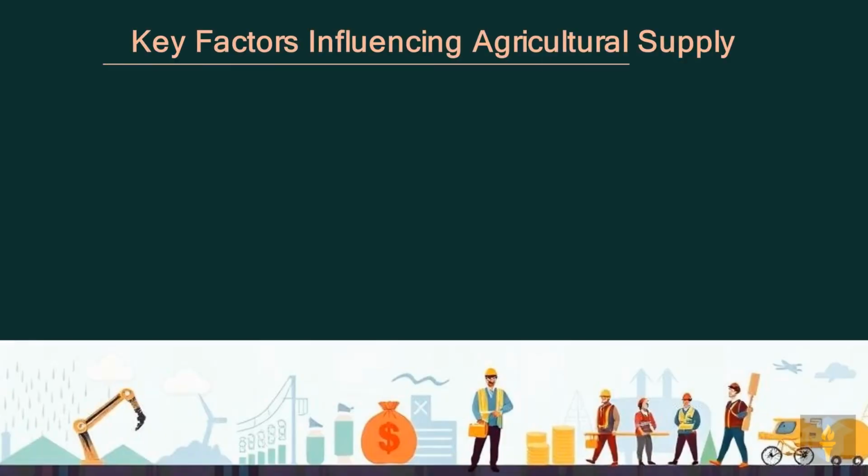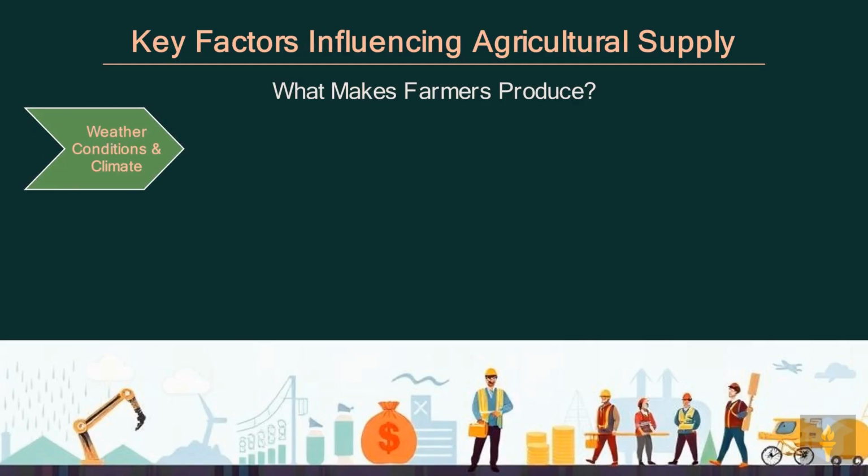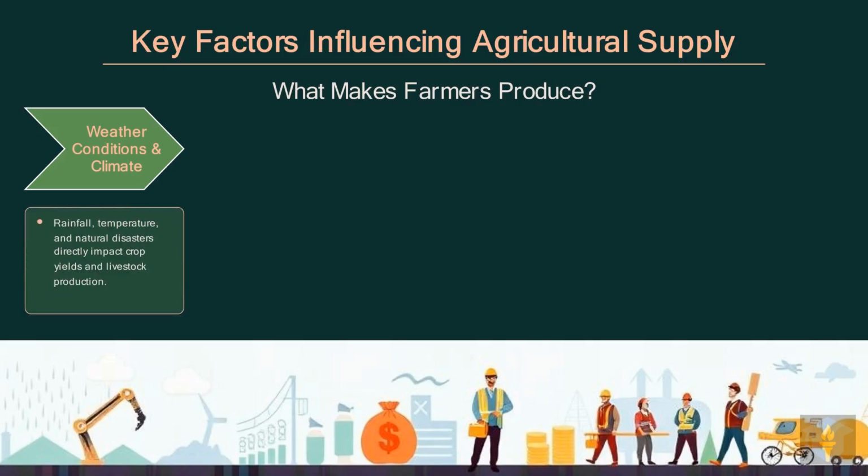Let's explore the key factors that influence agricultural supply and what drives production decisions. So, what makes farmers decide how much to produce? Several important factors come into play. First, weather conditions and climate are absolutely critical for agricultural success. Rainfall, temperature patterns, and natural disasters directly affect crop yields and livestock production outcomes.